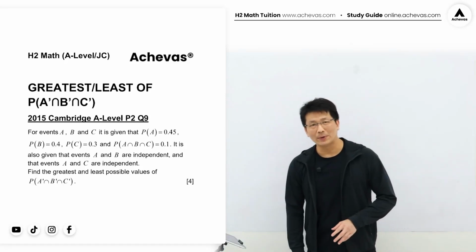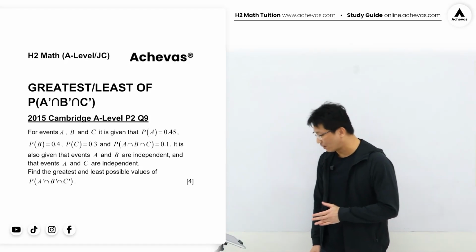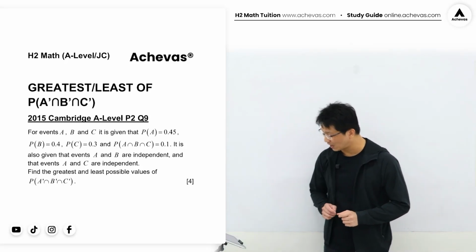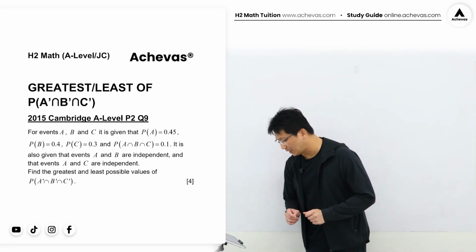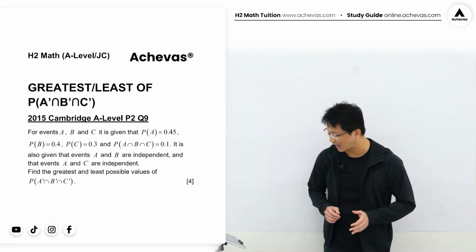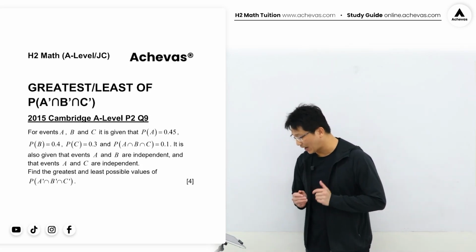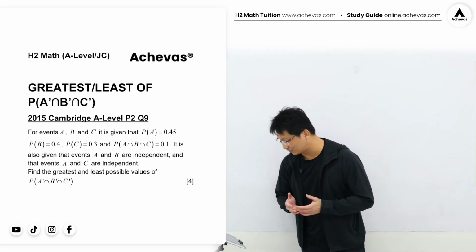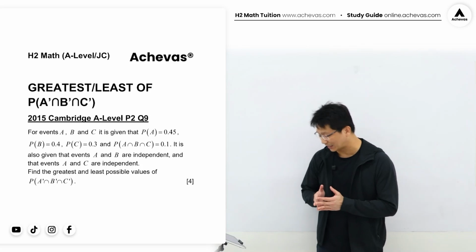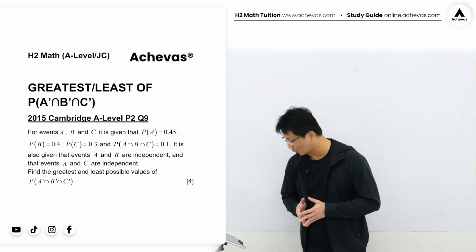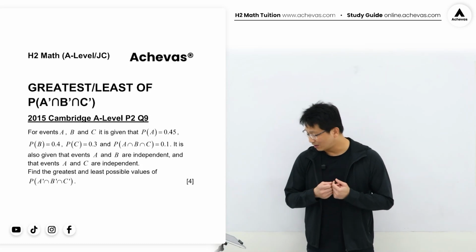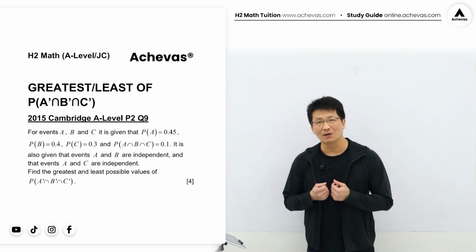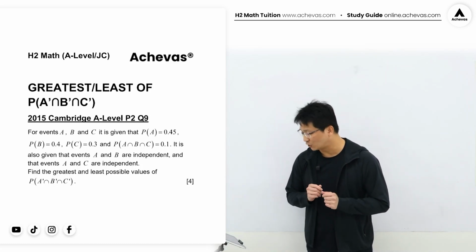Let's take a look at this probability question, which is extracted from part of the 2015 Cambridge A-Level Paper 2, question number 9. We have three events A, B, C, and the corresponding probabilities are given to us. On top of that, we are also given the value for the probability of A intersect B intersect C, which is equal to 0.1. Also, we are told that the events A and B, and the events A and C, are independent of each other.